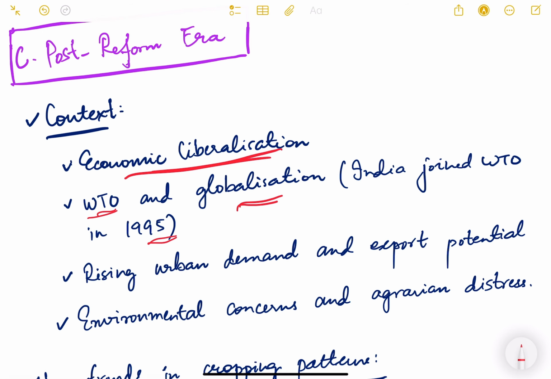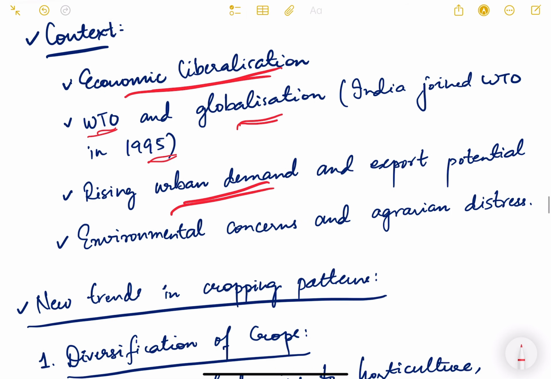This is the background. Rising urban demand and export potential. So people from urban areas are now also demanding a lot of food stuff. So depending on that demand, cropping pattern will obviously change, because in urban areas people will prefer more nutritious food. They will ask for more vegetables, more fruits, right, and more milk based products. So depending on that, the farmers also changed their cropping patterns or the crops that the farmers used to grow.